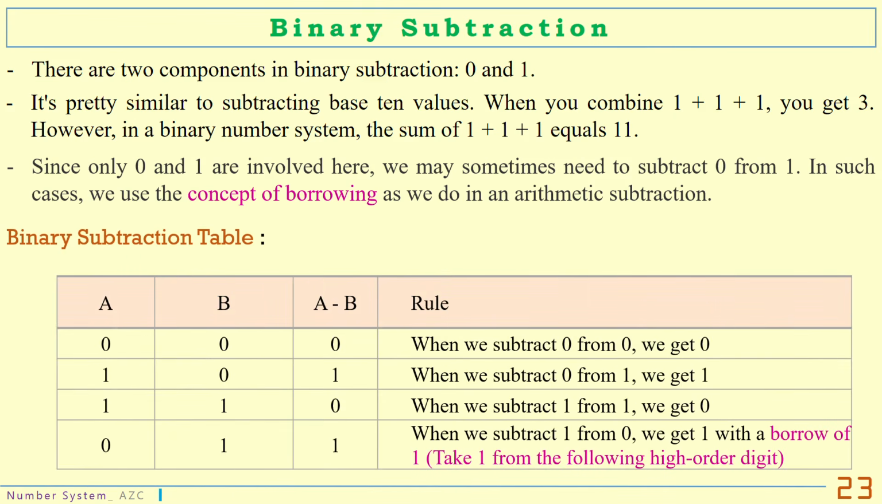Do you remember this? Binary subtraction table. When we subtract 0 from 0, we get 0. When we subtract 0 from 1, we get 1. When we subtract 1 from 1, we get 0. When we subtract 1 from 0, we get 1 with a borrow of 1. Take 1 from the following high order digit.